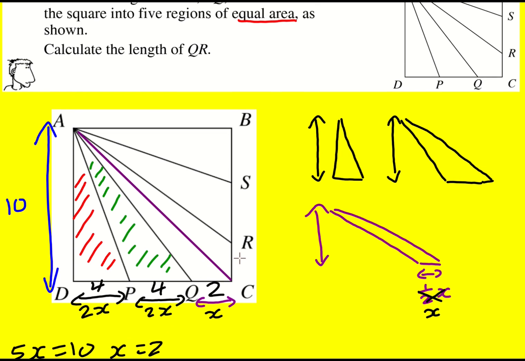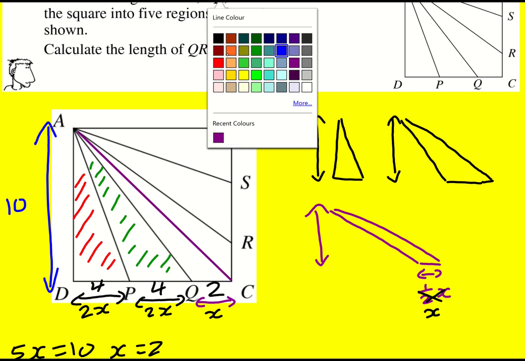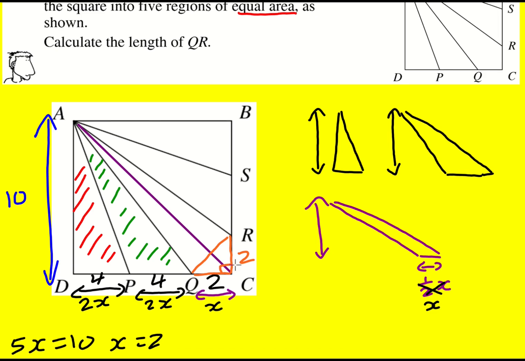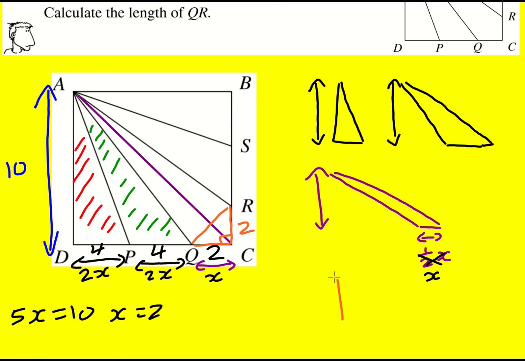Okay, and don't forget what we're actually trying to find, and that is QR. Actually, let me do that in a slightly different color. I'll do it in orange. So I'm trying to find this length. I know this length is 2, and by symmetry, I know this length is also 2. Here's a right angle, so I've managed to turn this problem into a Pythagoras problem.